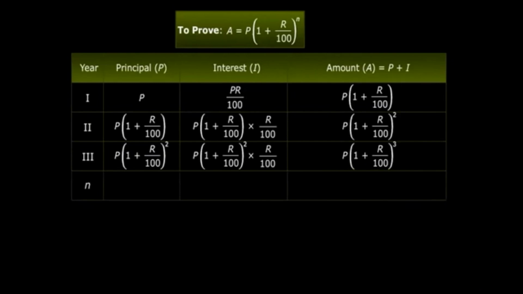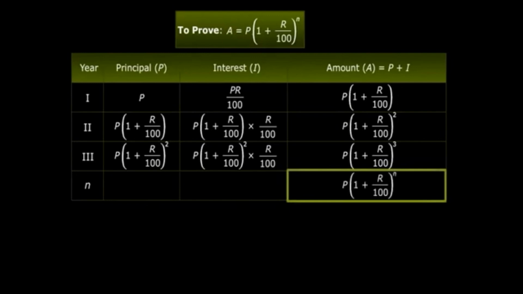This means that the amount at the end of the nth year would be given by P into 1 plus R by 100 raised to n. The same formula that we were talking about in the beginning. So this proves the formula. And what did we use here? Yes, the concept of simple interest.